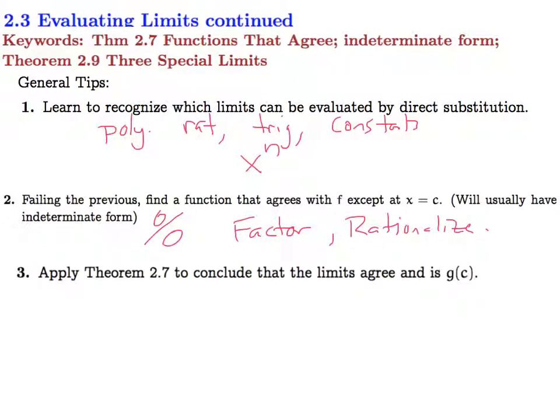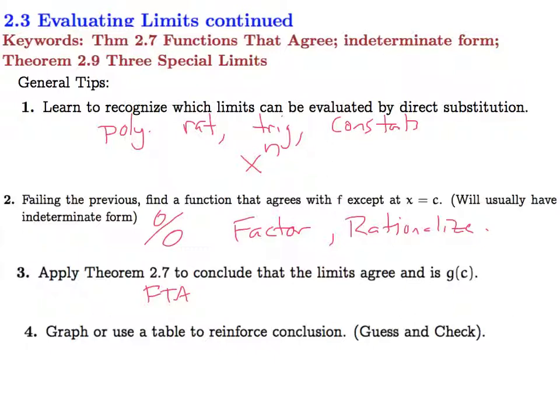Third, apply theorem 2.7, the theorem we've been calling the functions that agree theorem, to conclude that the limits agree and equal g of c. This way you can directly substitute and solve. And last, graph or use a table to reinforce your conclusion. Now, graphing or just using a table alone is not good enough. That doesn't constitute a good way to answer the problem.